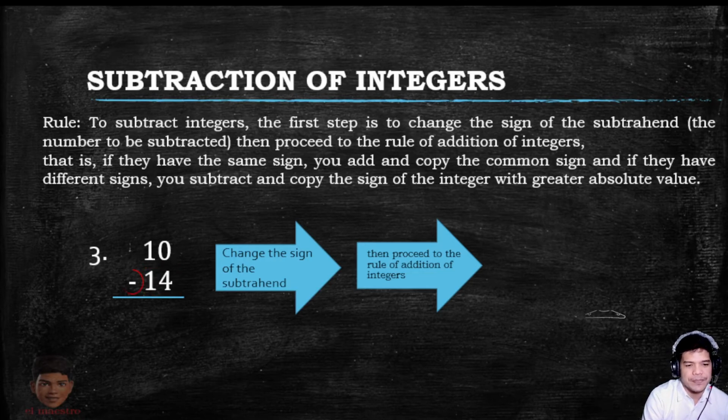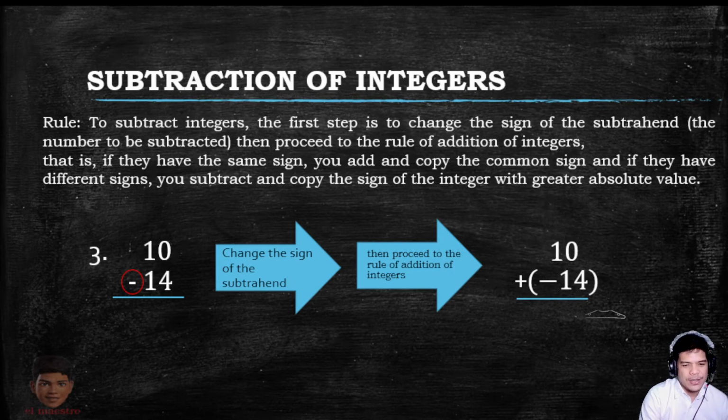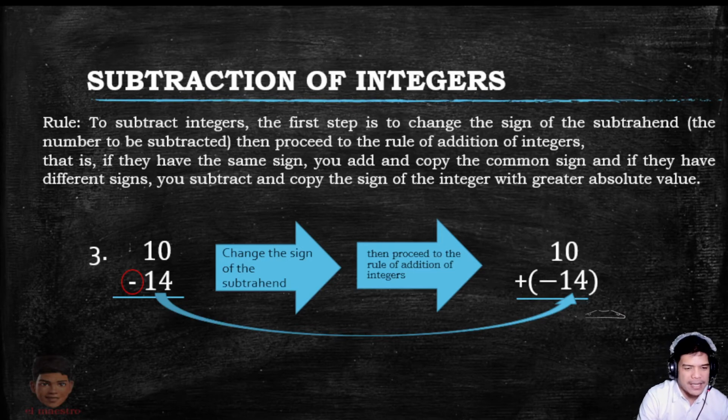Magiging minus, magiging plus na siya. Okay? So, from that, ito na yung magiging case natin. Nakuha? So, 10 from minus, magiging plus. Then, from positive 14, magiging negative 14. Tingnan nyo. Okay? We change the subtrahend from positive, naging negative. Then, we change yung minus, naging plus.